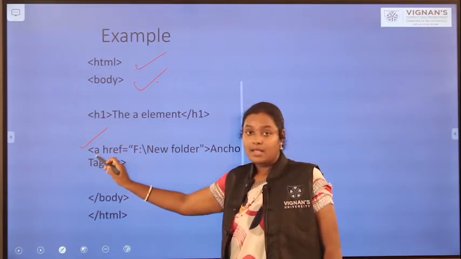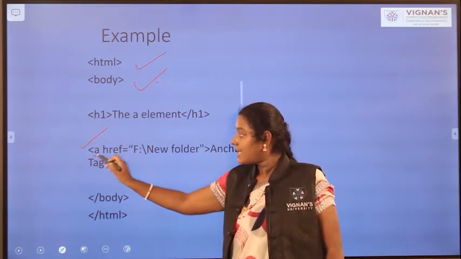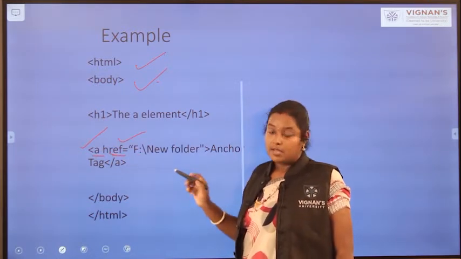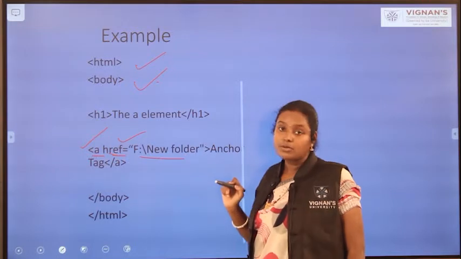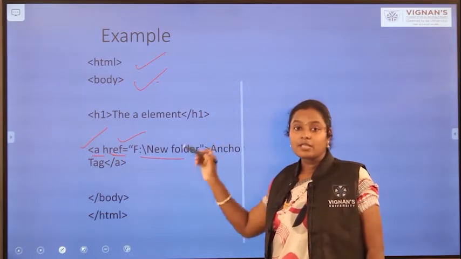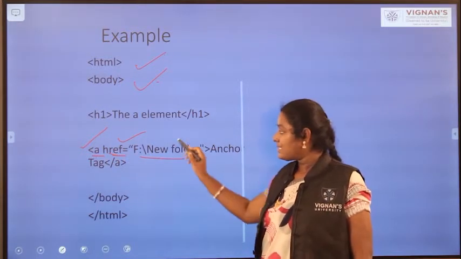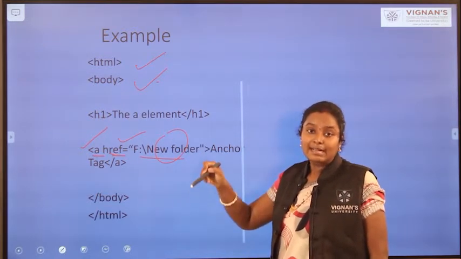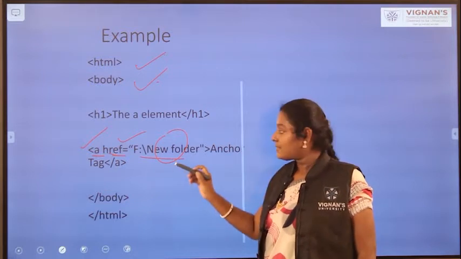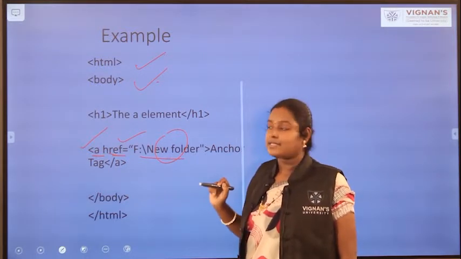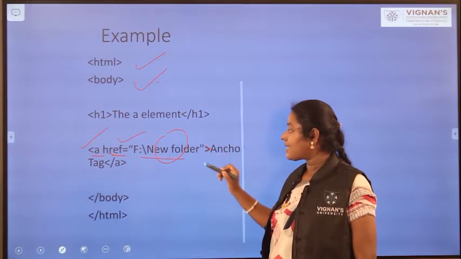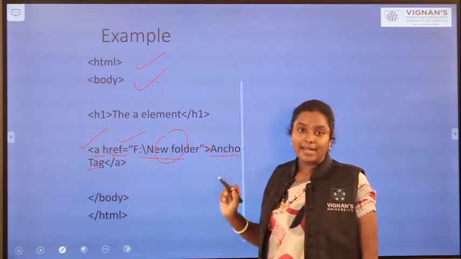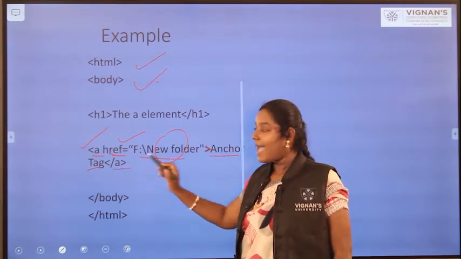Less than symbol, the name of the tag, that is A, the anchor tag, and it has an attribute called href. What content do you have to give to the href? The link to which you want to navigate. This is nothing but a destination. Whenever you click on the corresponding content, the destination must be given at the href. And after that, close the opening tag, and here I am writing the content, that is anchor tag. And after that, close the anchor tag.